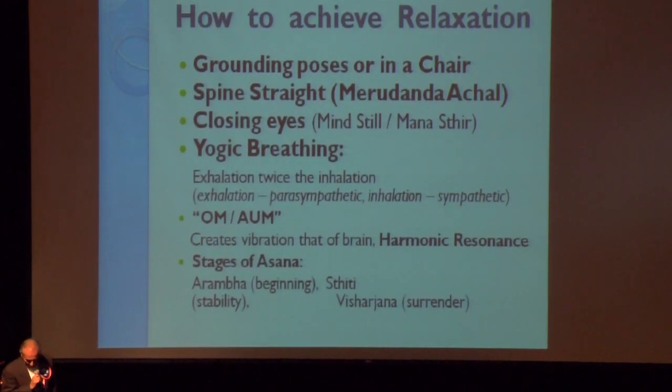So this is the way we first start with the patient who comes with severe hypertension and heart disease. We do it in cardiac rehab, for people who have just had open heart surgery, in my center. First, we let them do grounding poses. We sit them in a chair. They slide all the way to the back and keep the spine straight, eyes closed.